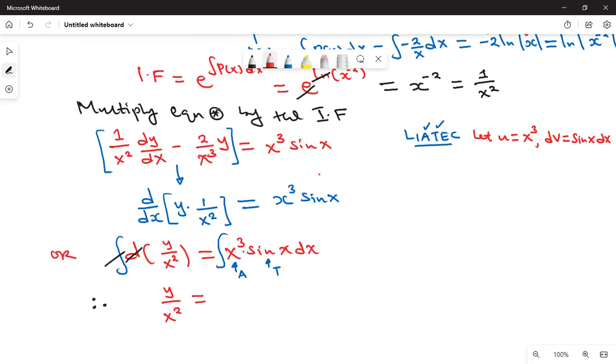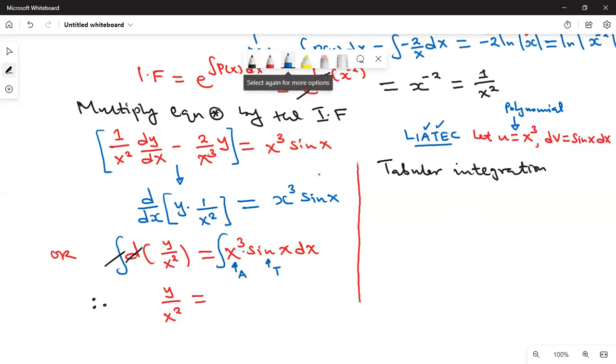Now to make your work easier, use tabular integration because u is a polynomial. Every time your u is a polynomial, it is advisable to use tabular integration to save even your time. So tabular integration, that's what we are using. I only need to know what is u, and the other one I'll have dv over dx. Our u is x cubed, dv over dx is sine x.